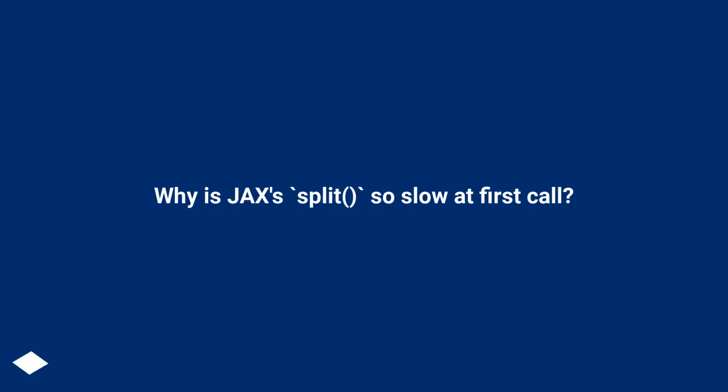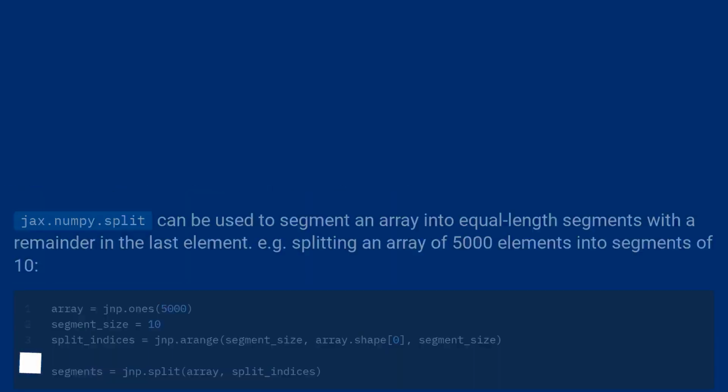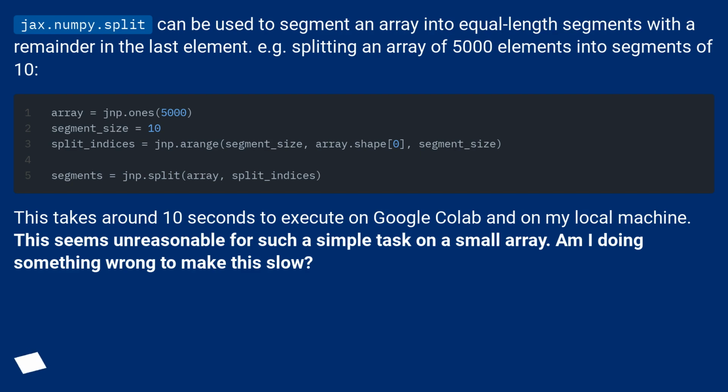Why is JAX's split so slow at first call? jax.numpy.split can be used to segment an array into equal length segments with a remainder in the last element. For example, splitting an array of 5,000 elements into segments of 10. This takes around 10 seconds to execute on Google Colab and on my local machine. This seems unreasonable for such a simple task on a small array. Am I doing something wrong to make this slow?